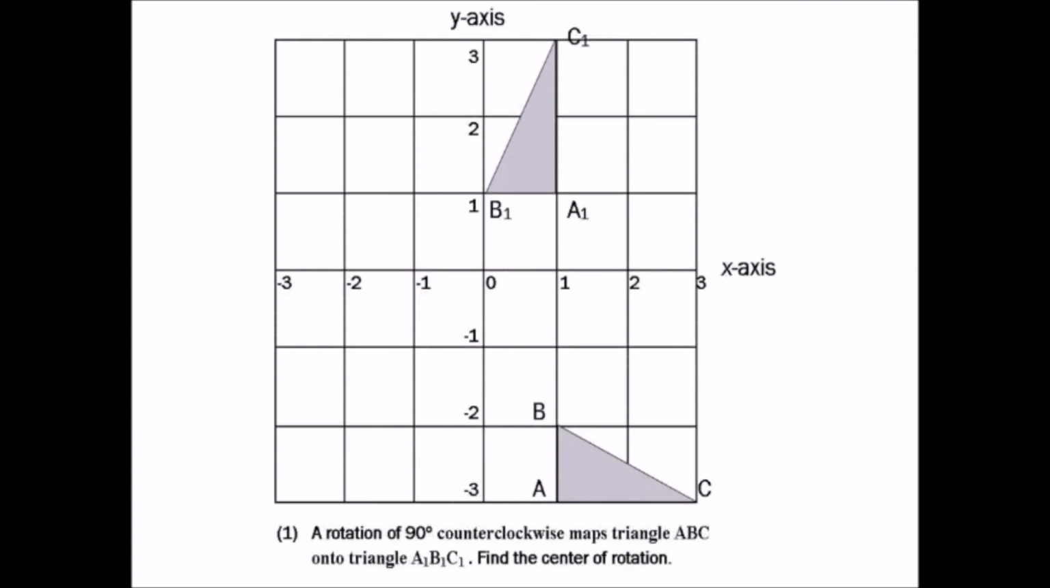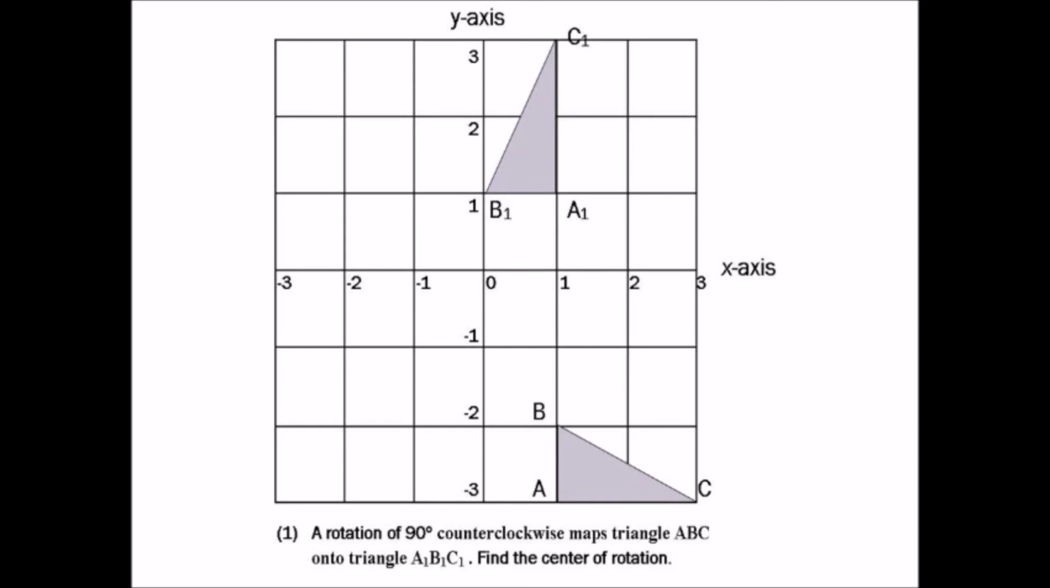Okay, now let's move on. A rotation of 90 degrees counterclockwise maps triangle ABC onto triangle A1B1C1. Find the center of rotation. Now this is the hard part, where you have to find the center of rotation, because usually you can eyeball it and see roughly where it is, since it's going to be somewhere in between the triangles, so you have to find where it is.